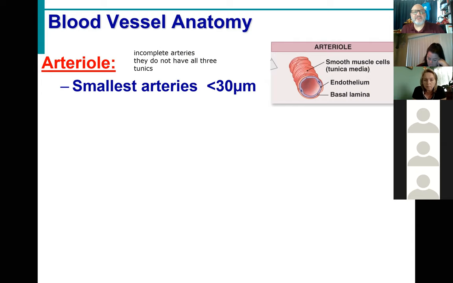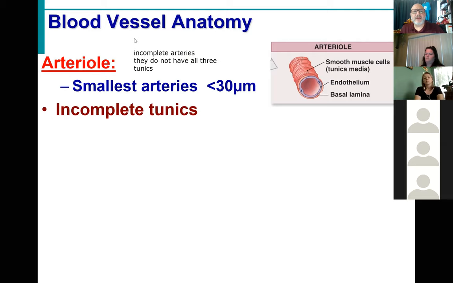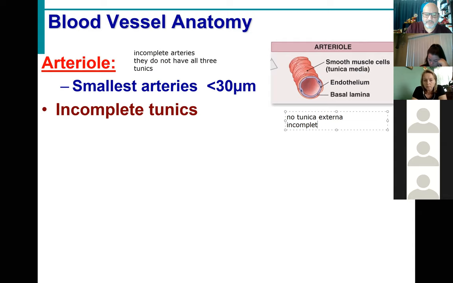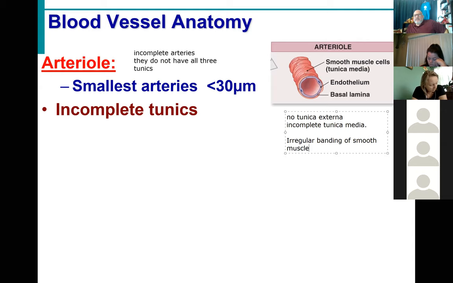An arteriole, as you can see from the illustration, I'll go ahead and emphasize it and write it here, does not have a tunica externa. And it has an incomplete tunica media. As you can see, it just has irregular banding of smooth muscle. So it isn't a full complete layer. It is just irregular bands of smooth muscle forming an incomplete tunica media. So it's more than just being a small artery. Arterioles really are different anatomically as well.